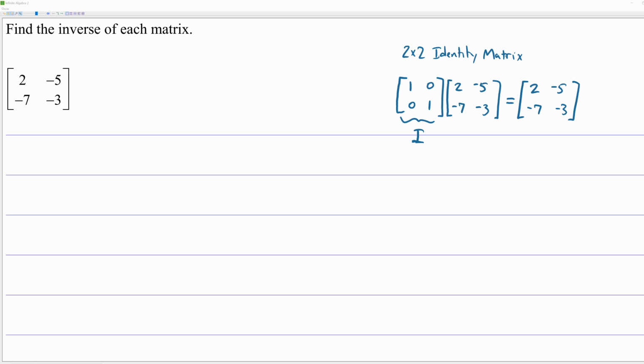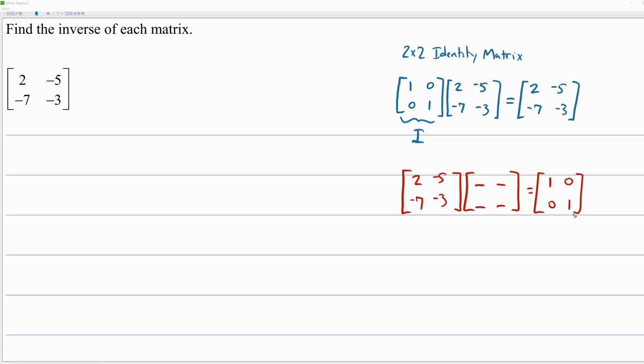Now, what about inverses? When you learn about inverses in some prior class, my earlier example was 5 plus 0 stays 5. Well, 5 plus negative 5 gets you back to 0, gets you to the identity. And that's what inverses are. So what we're going to try to find is, we want to start with the matrix 2, negative 5, negative 7, negative 3, and we want to multiply that by some matrix, and we want to end up back at the identity matrix.